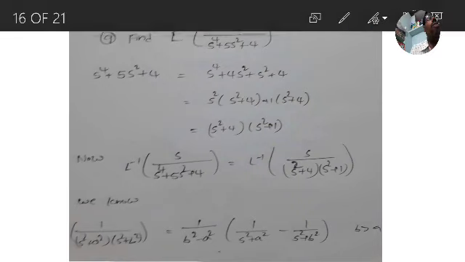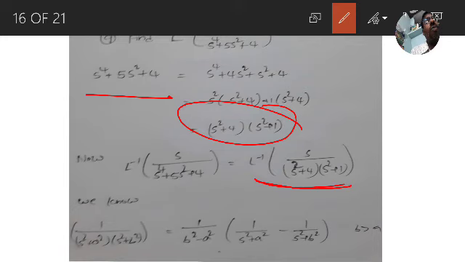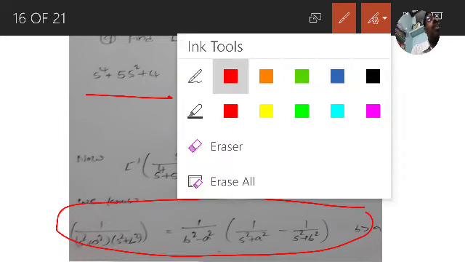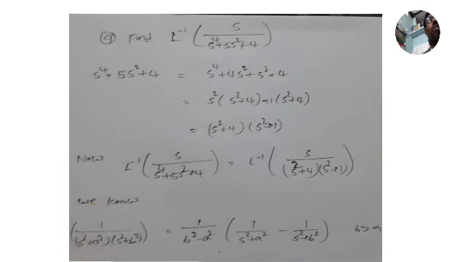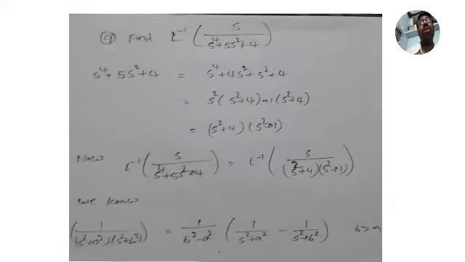So what we did, we converted into quadratic factors. Once the denominator is a product of two quadratic factors, then apply the formula, put s as it is, then it will convert into the formula s by s square plus a square. That's it. Note it down so that we can move on.